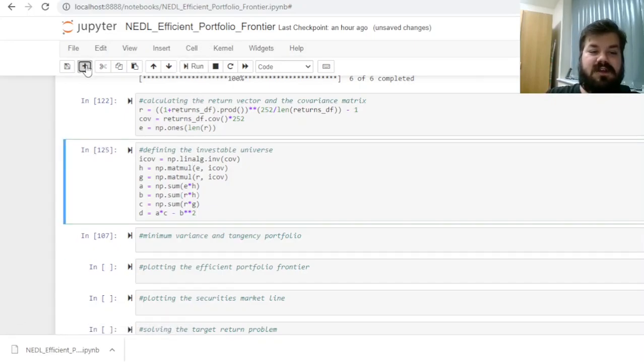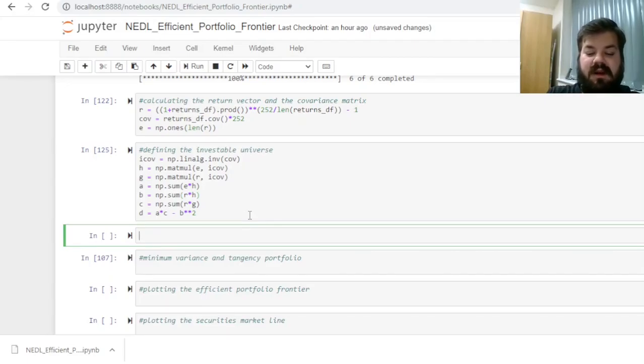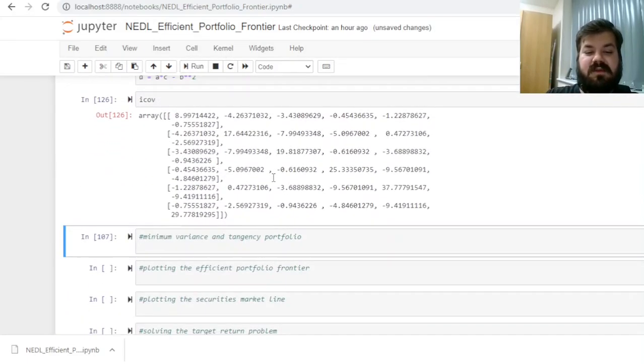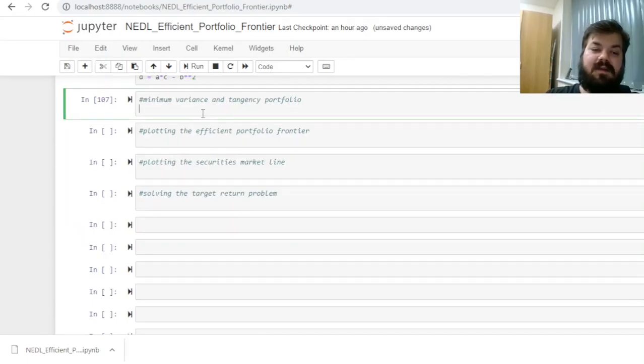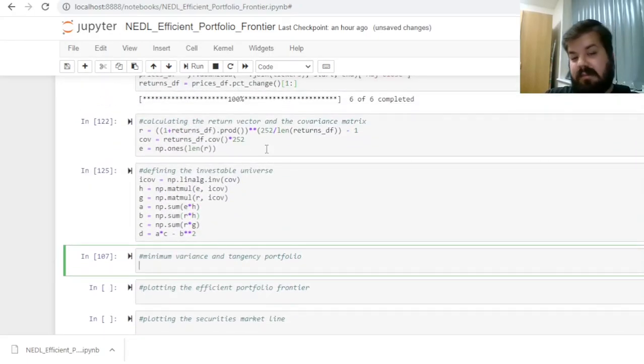To check whether everything works well, we can return the inverse covariance matrix we have calculated at the start of our code, and see that it's indeed a numpy 6x6 array that is, if we look at the element 1, 2 and the element 2, 1, symmetric, which means we haven't made a mistake anywhere. And then we can start looking at particular portfolios of interest.